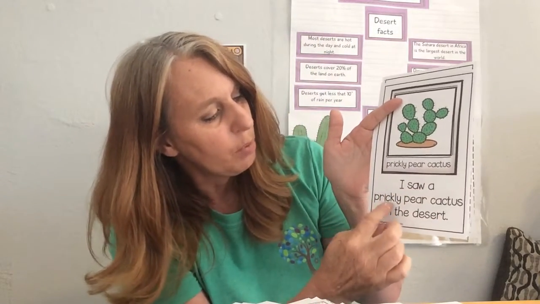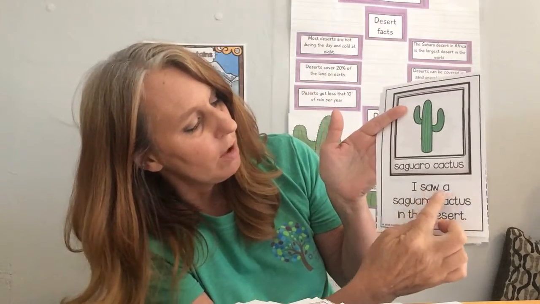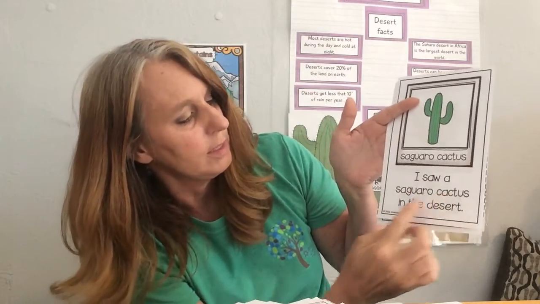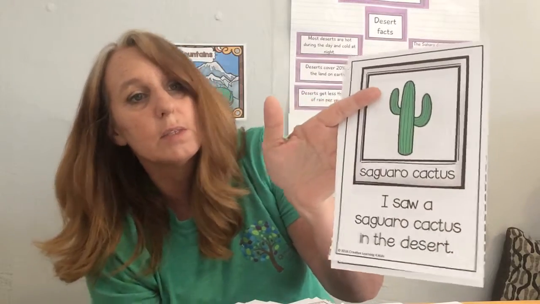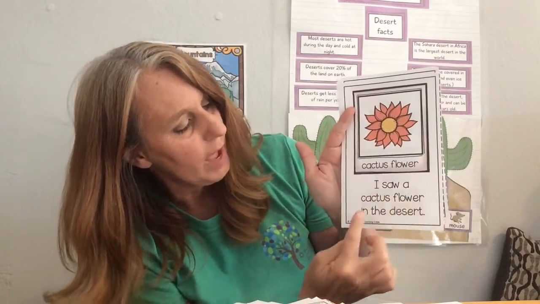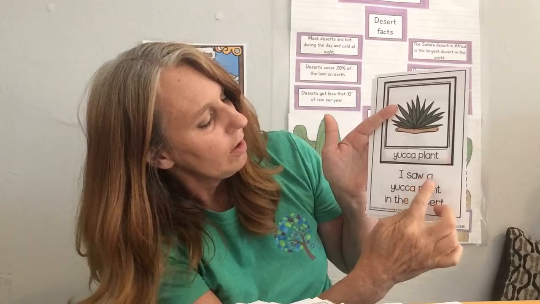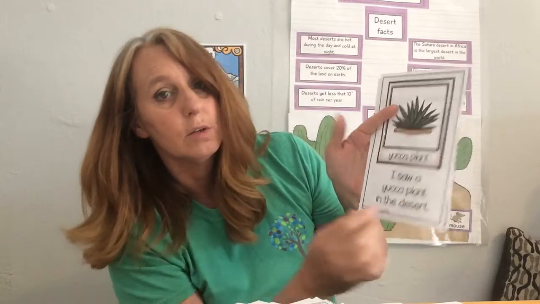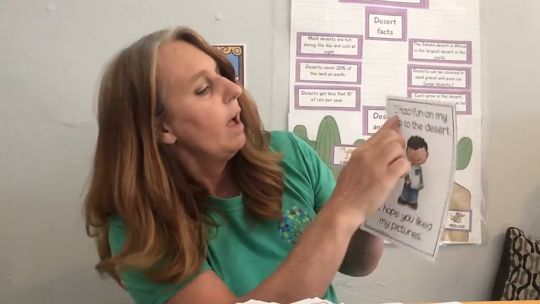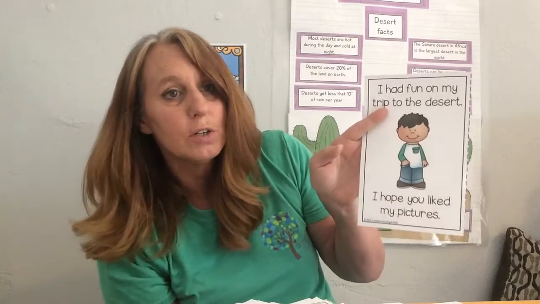I saw a prickly pear cactus in the desert. I saw a saguaro cactus in the desert. Look at that one. That's the one you usually see with the arms going up when you see pictures. I saw a cactus flower in the desert. I saw a yucca plant in the desert. I had fun on my trip to the desert. I hope you liked my pictures.